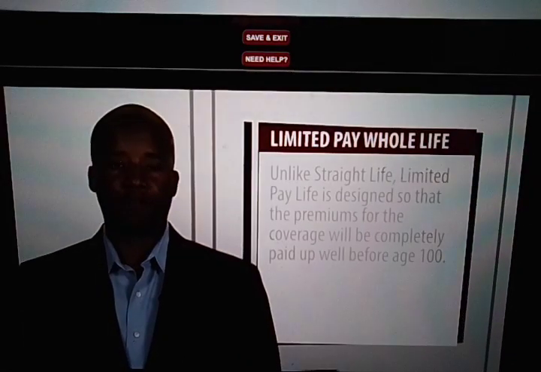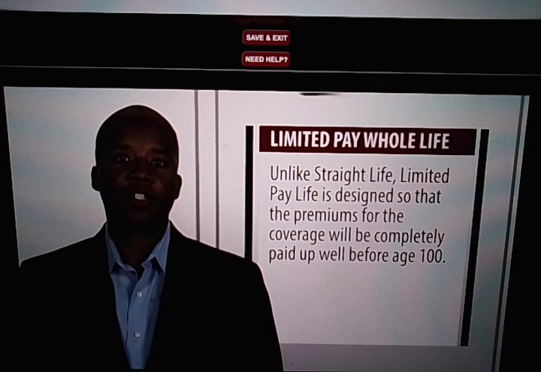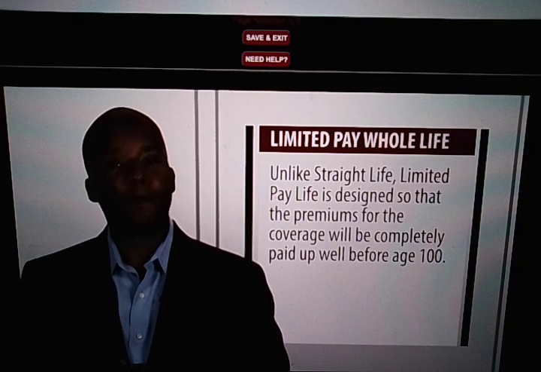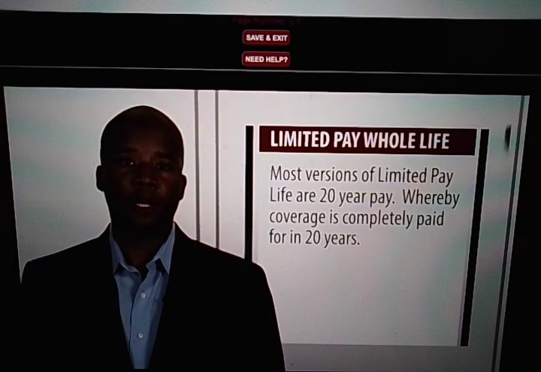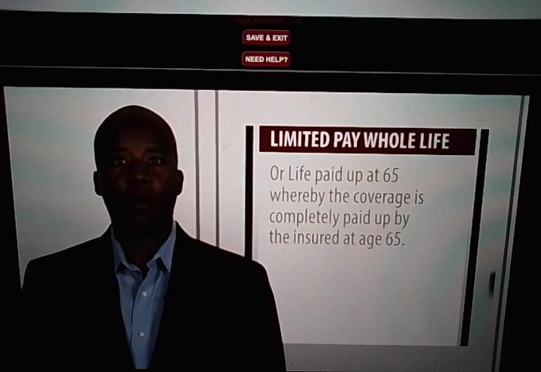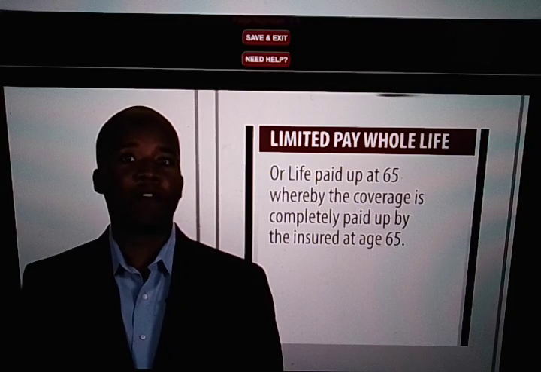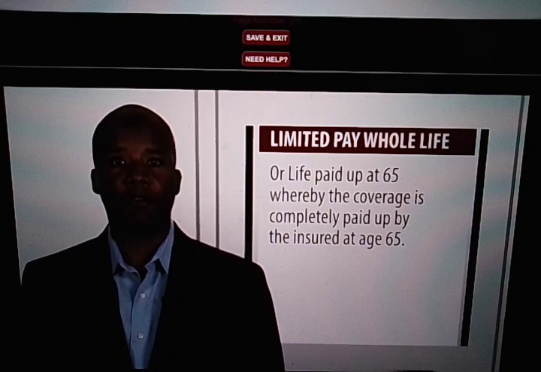Limited pay whole life. Unlike straight life, limited pay life is designed so that the premiums for the coverage will be completely paid up well before age 100. Most versions of limited pay life are 20-year pay, whereby coverage is completely paid for in 20 years. Or life paid up at 65, whereby the coverage is completely paid up by the insured at age 65.